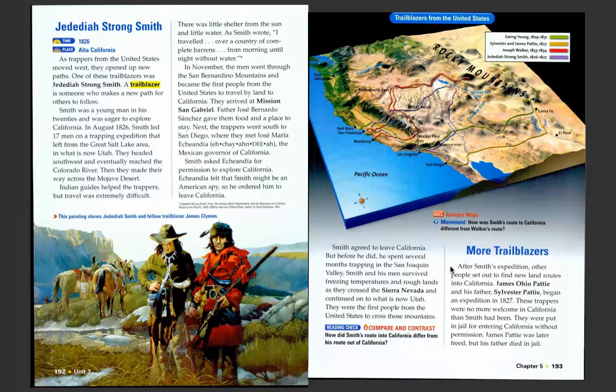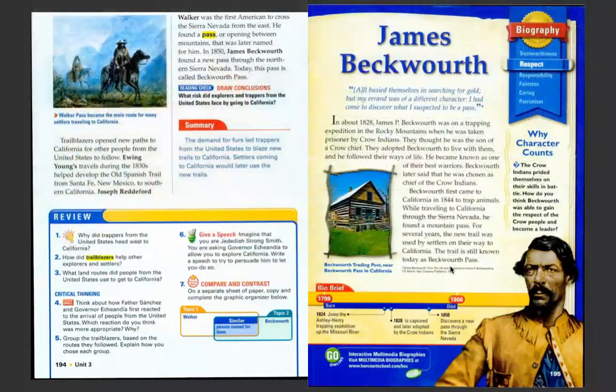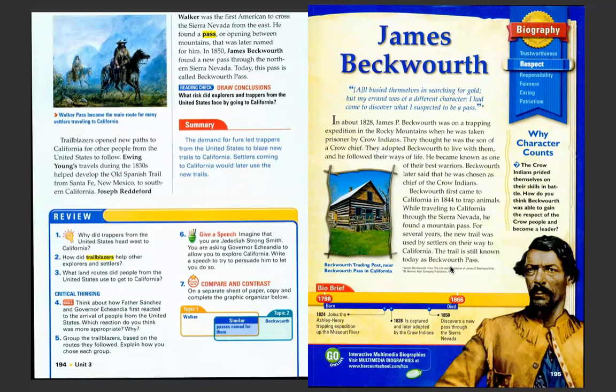More trailblazers. After Smith's expedition, other people set out to find new land routes into California. James Ohio Patty and his father, Sylvester Patty, began an expedition in 1827. These trappers were no more welcome in California than Smith had been. They were put in jail for entering California without permission. James Patty was later freed, but his father died in jail. It's a pretty treacherous adventure trying to come west.